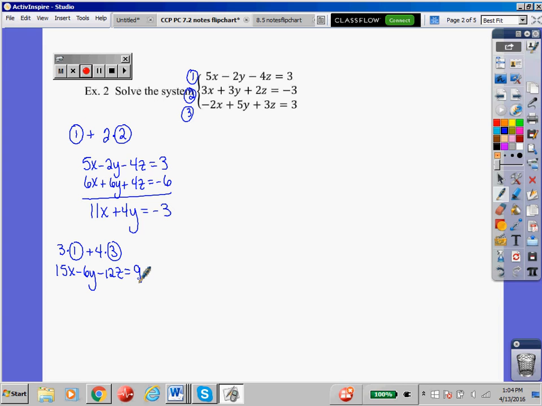Now I'm going to take 4 times the third equation. Now this is not the only way to do it. That's the problem with these. There's usually a dozen different ways to go. So if I multiply by 4, that's negative 8x plus 20y plus 12z equals 12. I took 4 times the third equation. And then I'm going to add to get 7x plus 14y equals 21.